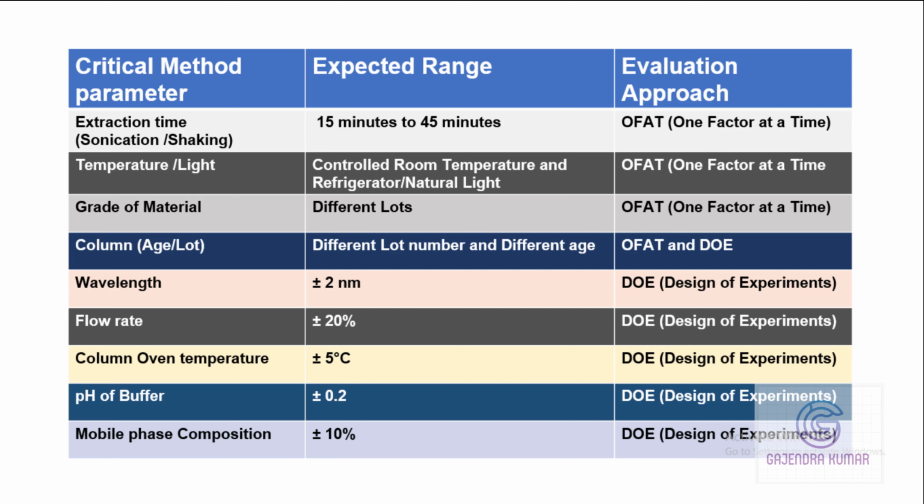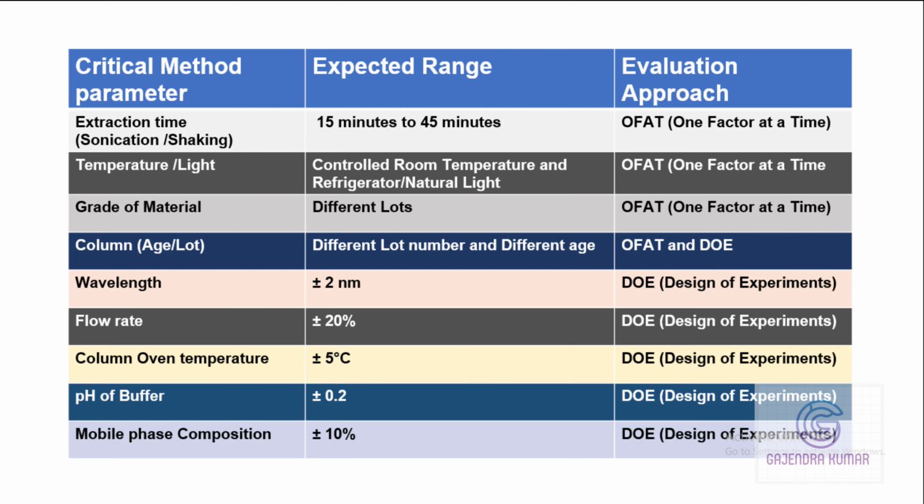For extraction time, as per the method it is 30 minutes, so you need to do a range of 15 to 45 minutes. For grade of material, you need to do one factor at a time, so you can justify based on the intermediate precision if you use different grades. And column, it depends on the method. If your method has critical pairs, that means closely eluting impurities, then do the column by applying DOE. Otherwise you can follow OFAT, that is one factor at a time. Wavelength, flow rate, column oven temperature, pH of buffer, mobile phase, go with the design of experiment approach.